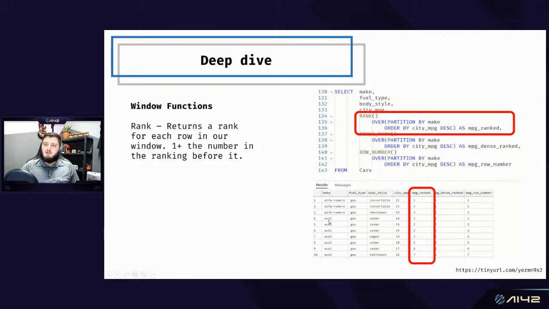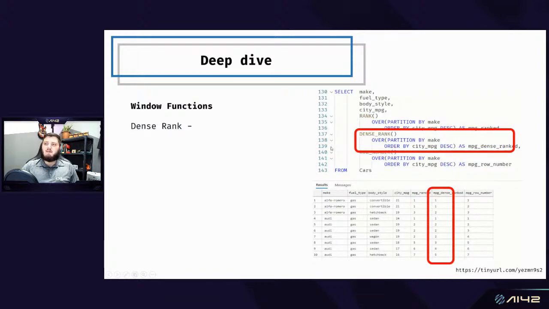My second window, because I've specified my window on make, is looking at Audi, and same order by city miles per gallon descending. You'll see there that the first one is 1, then I have 2, 2, 2, so all 3 of these are the same. And then the next one is ranked 5th, because it's 1, 2, 3, 4, 5, and then 6th and 7th. So that is the rank function.